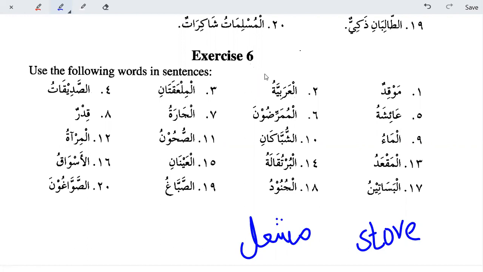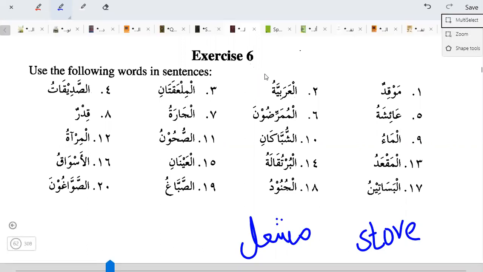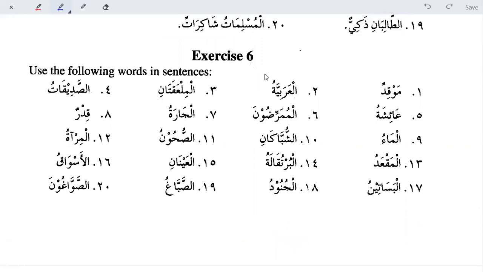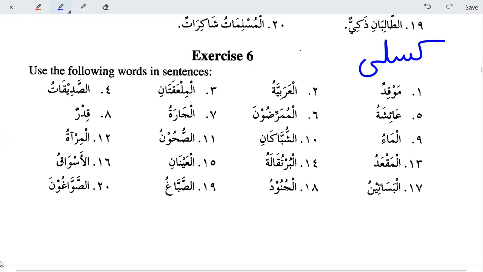Then Aisha. Aishatu kaslaa. Aishatu kaslaa. Because in the previous lesson we learned, kaslan is for masculine and kaslaa is for feminine. Al-mumariduna fil mustashfa. Okay, al-mumariduna fil mustashfa. The nurses are in the hospital.